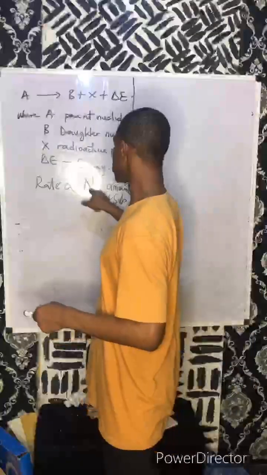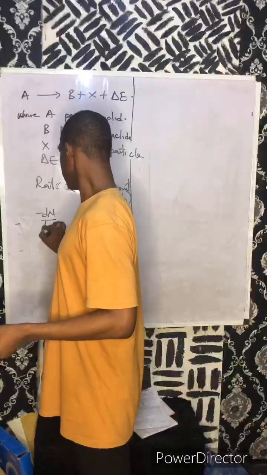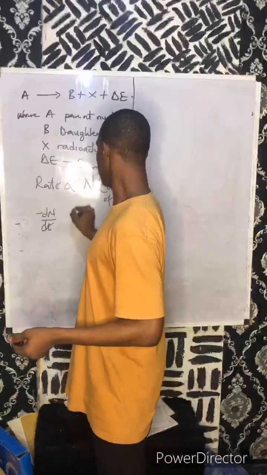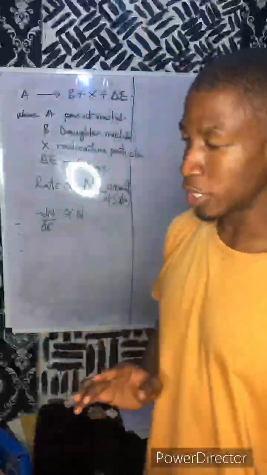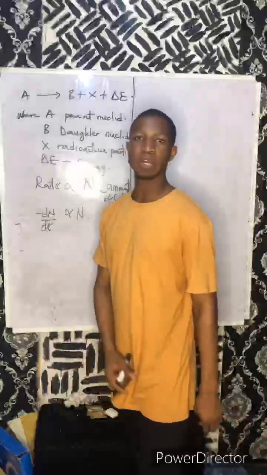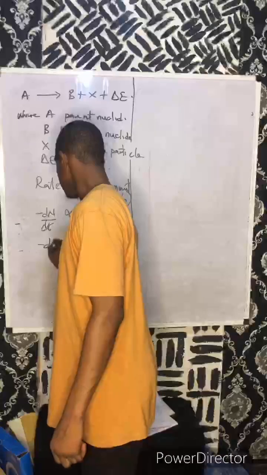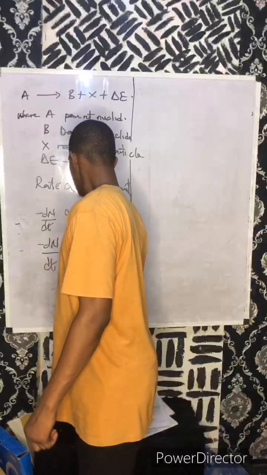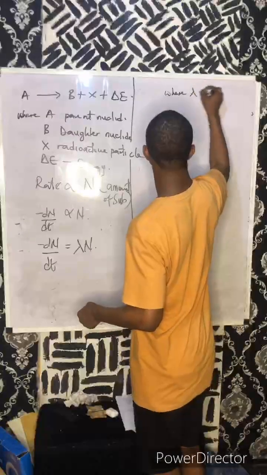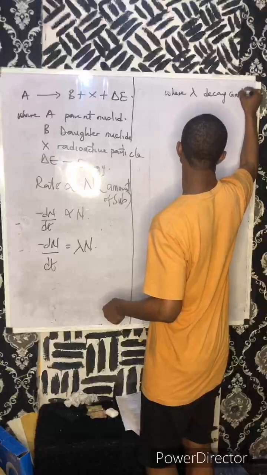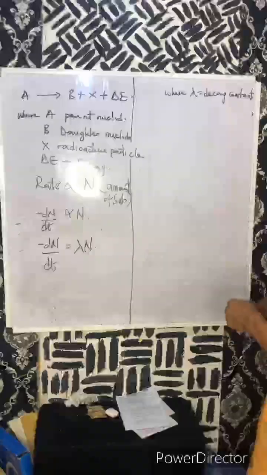So if rate is directly proportional to N, the rate is minus dN over dt, equals directly proportional to N. This is supposed to be your equation 1. Now, in order to eliminate the proportionality sign, we bring in a constant. That constant is what we know as the decay constant. So you have minus dN over dt equals lambda N, where lambda is the decay constant.